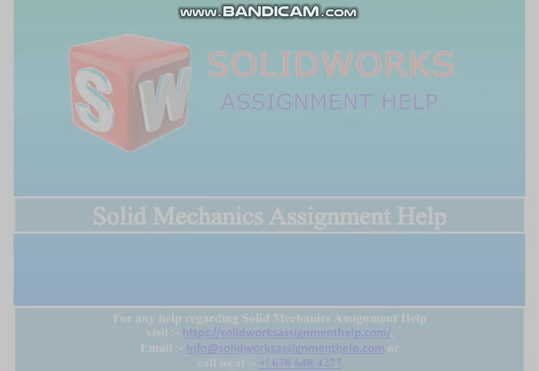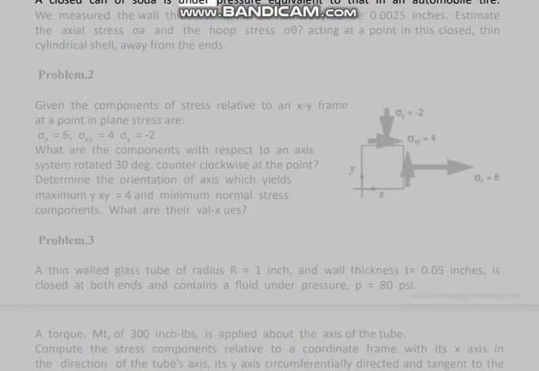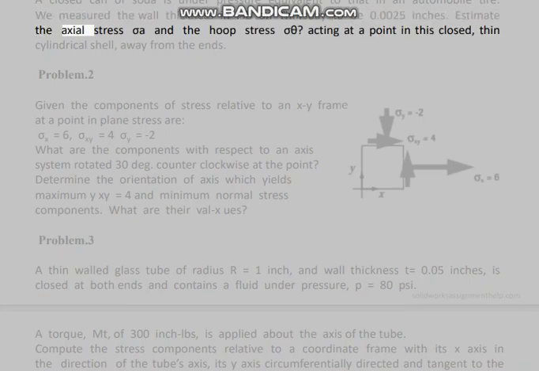Problem point 1. A closed can of soda is under pressure equivalent to that in an automobile tire. We measured the wall thickness in lab on Thursday to be 0.0025 inches. Estimate the axial stress sigma A and the hoop stress sigma theta, acting at a point in this closed, thin cylindrical shell, away from the ends.